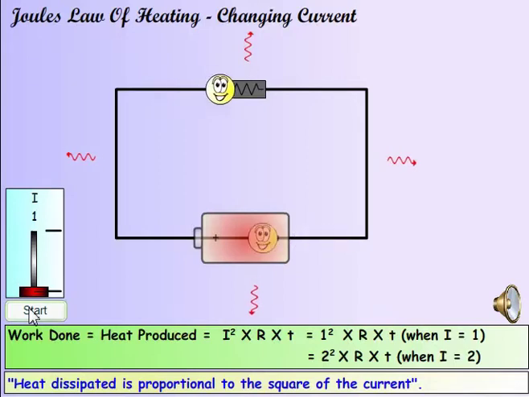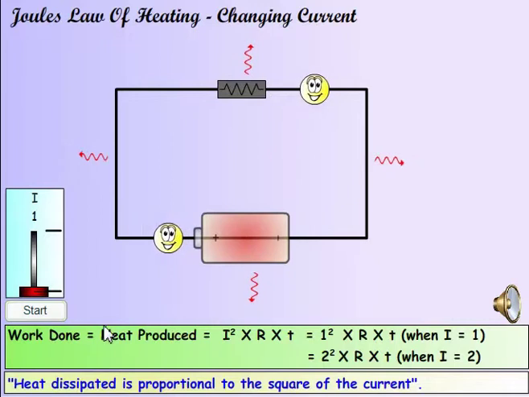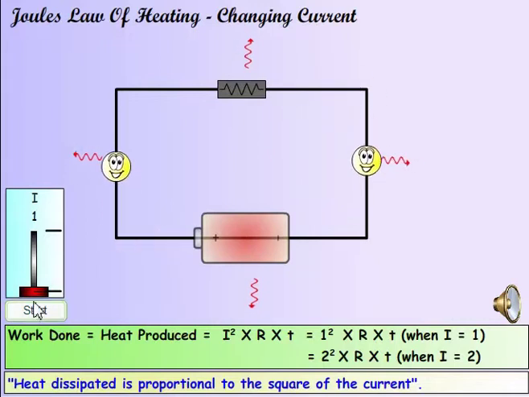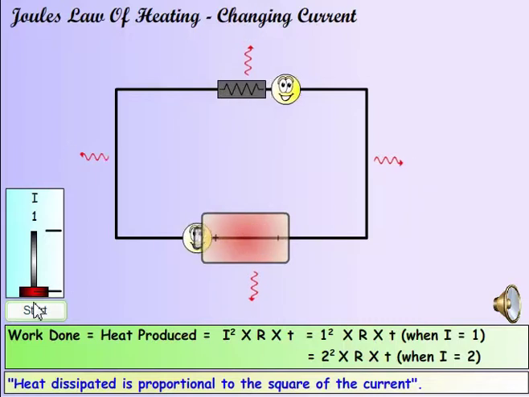The heat produced in an electrical circuit is the product of the resistance and square of the current. If the current is doubled, the heat dissipated increases by a factor of 4. This is known as Joule's law of heating.